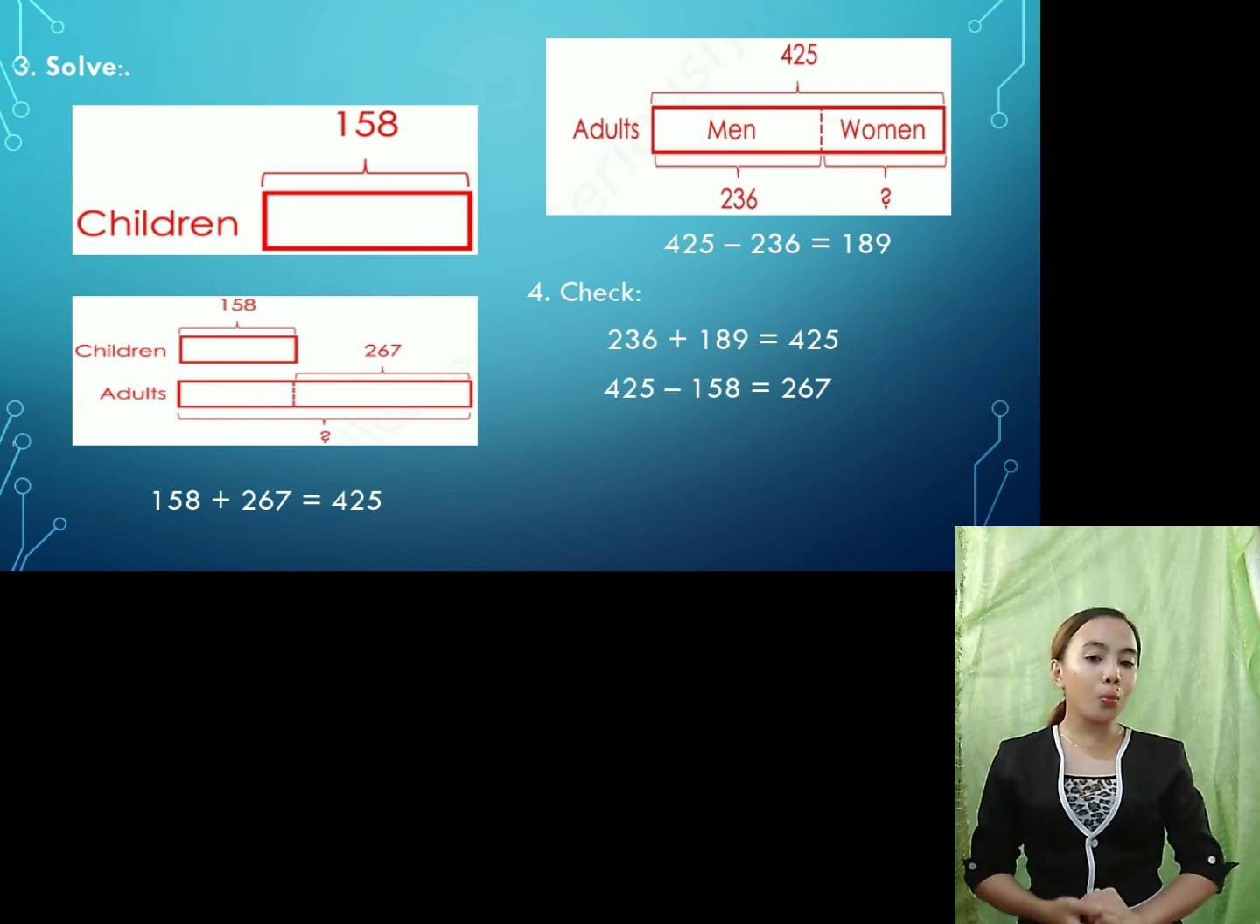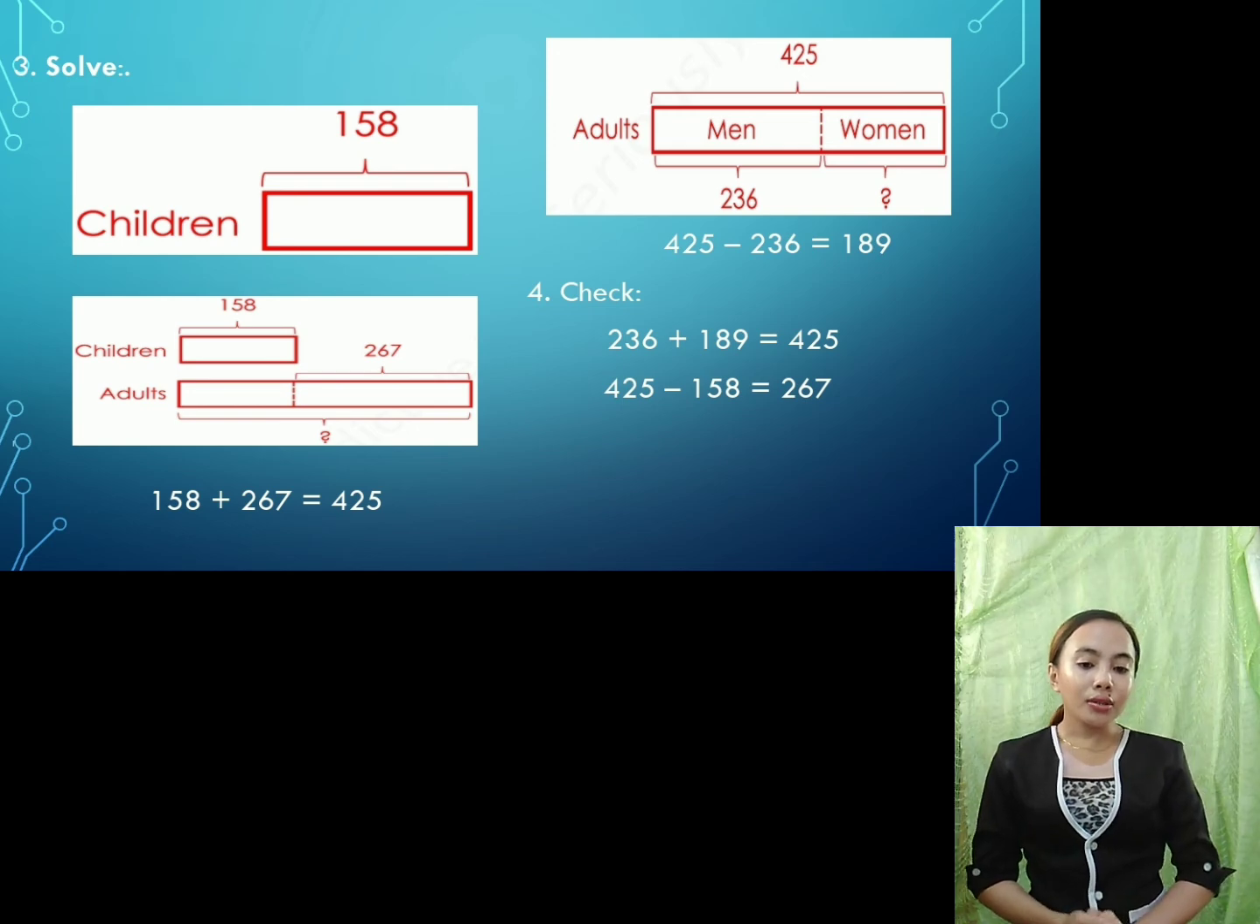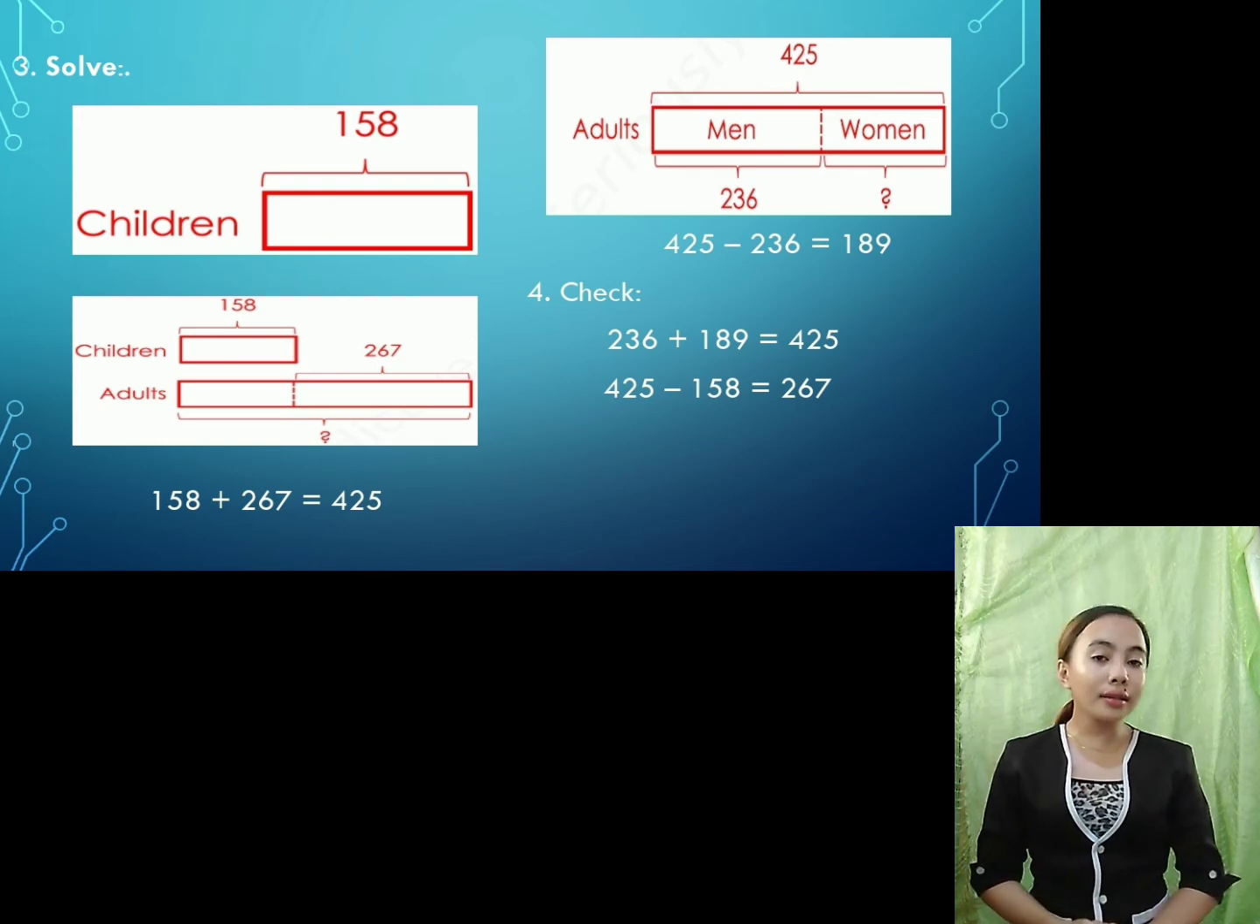There were 158 children and there were 267 more adults than children. So we have 158 plus 267 equals 425. So there were 425 adults in the theater. So 425 minus 236 equals 189. So there were 189 women in the theater.